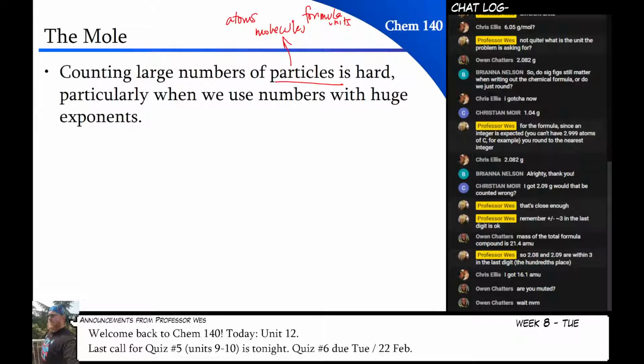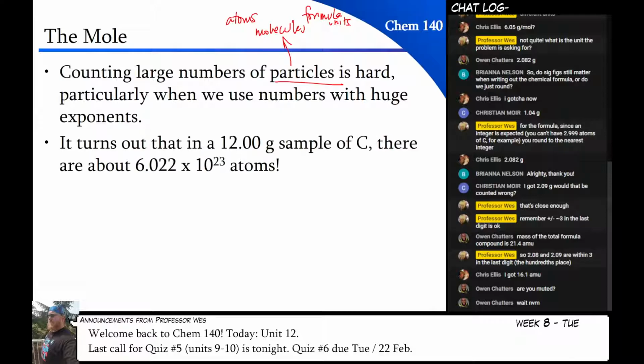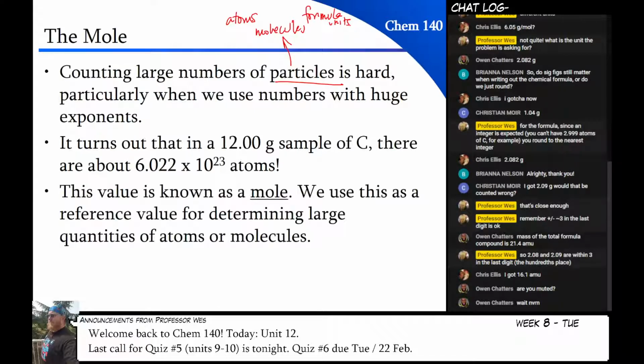Now, it turns out atoms and molecules are very, very tiny, and we have to end up using ginormous exponents to deal with this. For instance, in a 12-gram sample of carbon, there are approximately 6.022 times 10 to the 23rd atoms. And this quantity is what we're going to call a mole. We're going to define it like this. If you have 1 mole of objects, you have 6.022 times 10 to the 23 of that object, which is an insane number that is very, very difficult to conceive.